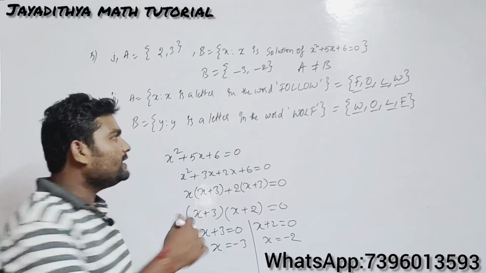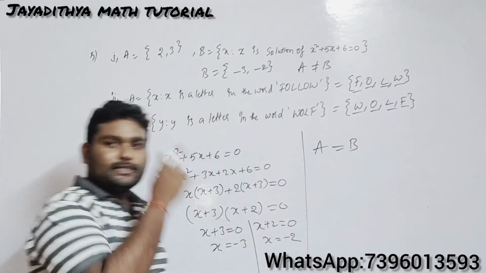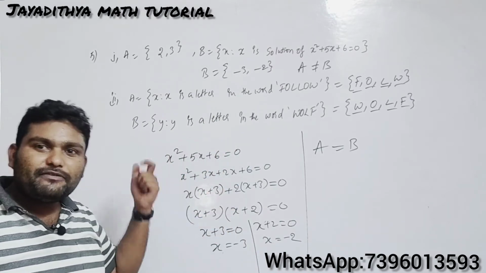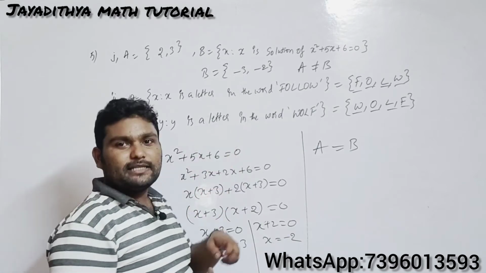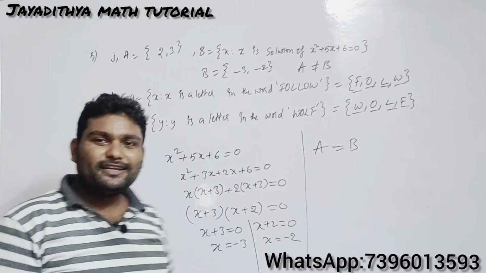So what can you comment on A and B here? That is A equals B. So what is the reason? Each and every element in set A is present in B, and vice versa. That means each and every element in set B is also present in set A. That's all. This is also very simple. Let us go for next one.